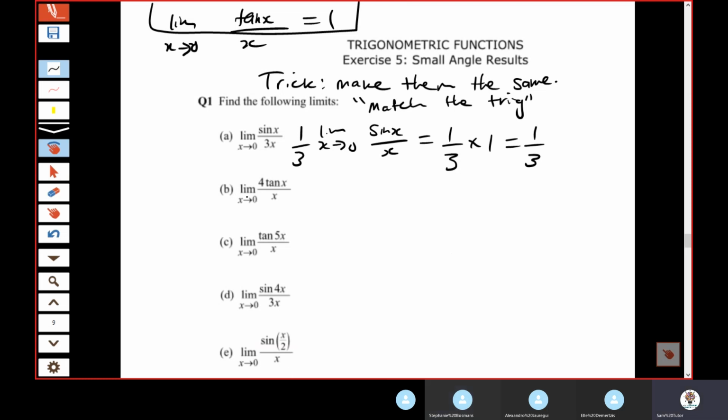So next one here. It says 4 tan x on x. Are the angles matching? Yes. So then therefore your answer is going to be 4 times the limit as x approaches 0 of tan x on x. These are already the same, so it equals 4 times 1, which equals 4.